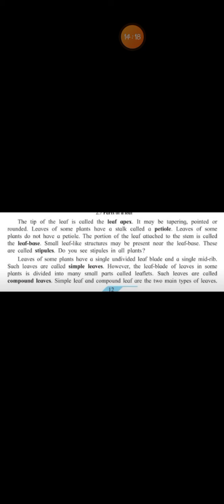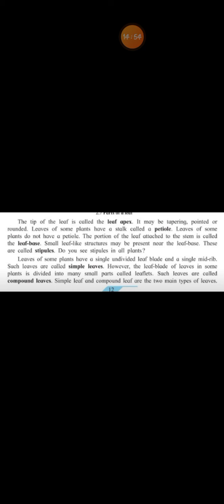Leaves of some plants have a stalk called a petiole. Leaves of some plants do not have a petiole. The portion of the leaf attached to the stem is called the leaf base. Small leaf-like structures may be present near the leaf base. These are called stipules. Children, but do you see stipules in all the plants? No. Your answer is obviously no, right?